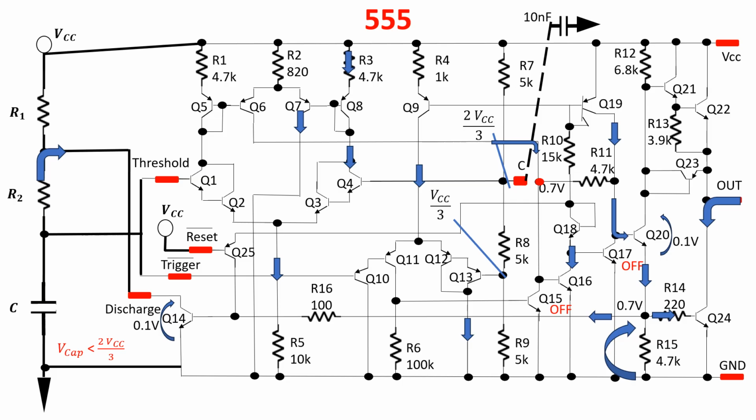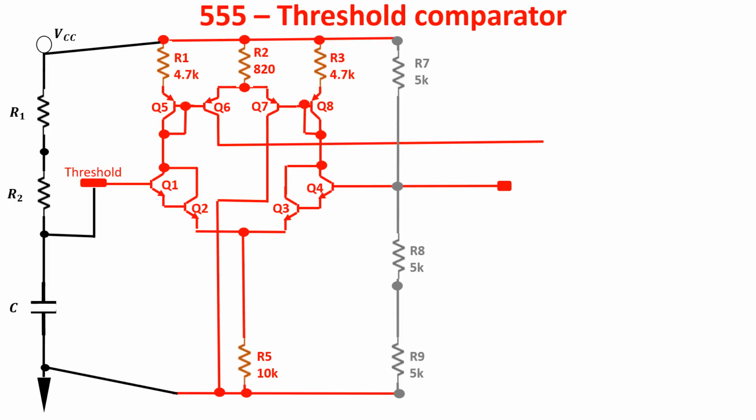A balance is reached, and this node is at about 0.8 volts and this at 1.5 volts. So a current flows through R11, going to the base of Q16, and it has to be enough to keep it in saturation. The capacitor keeps discharging down to 1/3 of VCC, so when the trigger comparator switches high again, the cycle repeats itself. As you see, the comparators switch at 1/3 and 2/3 of VCC, creating little high pulses to change the flip-flop state. Let's see the threshold comparator.